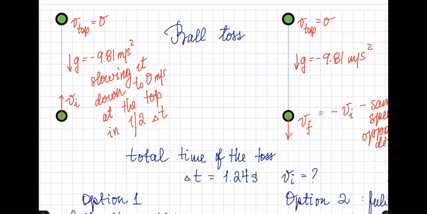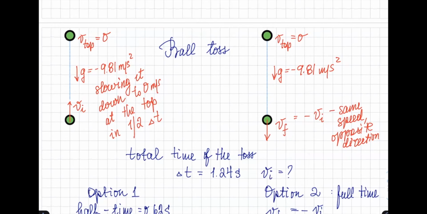So if you look on the right and on the left, you see that everywhere I'm saying g is negative 9.8 meters per second squared, I'm showing that it's downwards, that's why it's negative. So on the way up, it's slowing the ball down to 0, but on the way down, it is speeding up, so it ends up with the same speed, because velocity will be opposite. It's the negative of initial velocity. See, this: v final equals negative v initial.